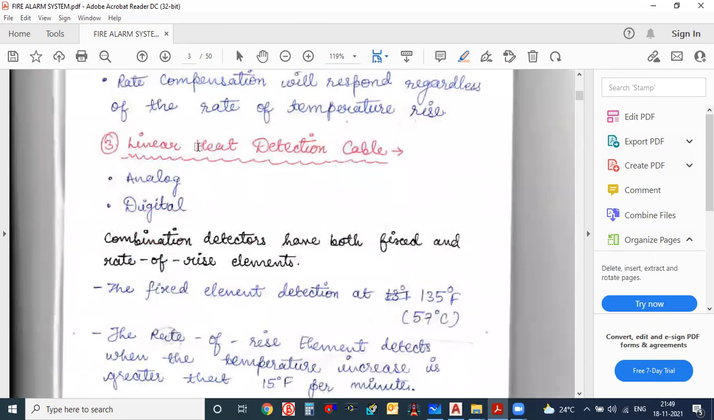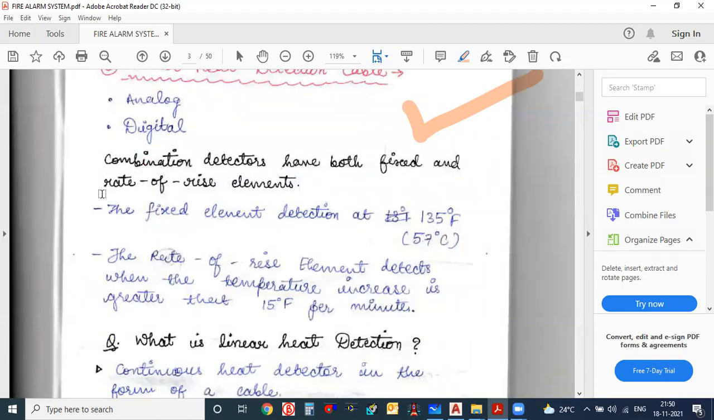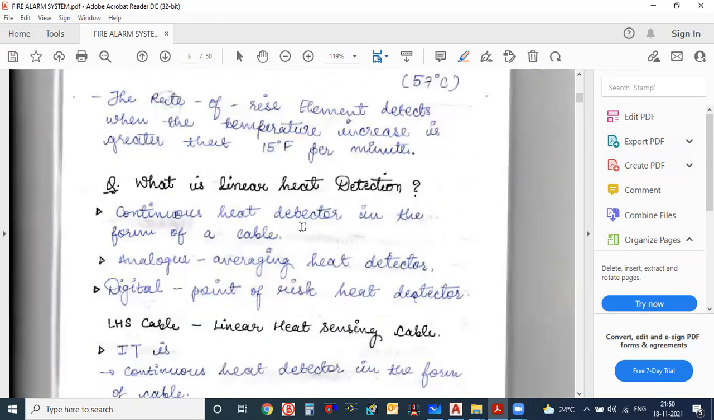There is one more, the linear heat detection cable. Normally this linear heat detection cable is used by electrical people. It is a cable which cannot catch fire, and literally this cable is used in high hazard areas. Here they have given two types, analog and digital. Combination detectors have both fixed and rate of rise. Fixed element detection at 135 degree, and for the rate of rise something is given here.